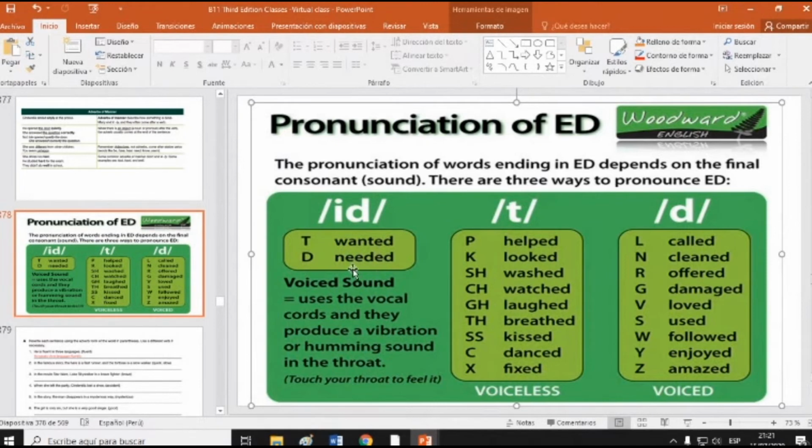So you have, yeah? Use with the vowel here, so uses the vowel chords that produce vibration, no? So you have here, yeah?